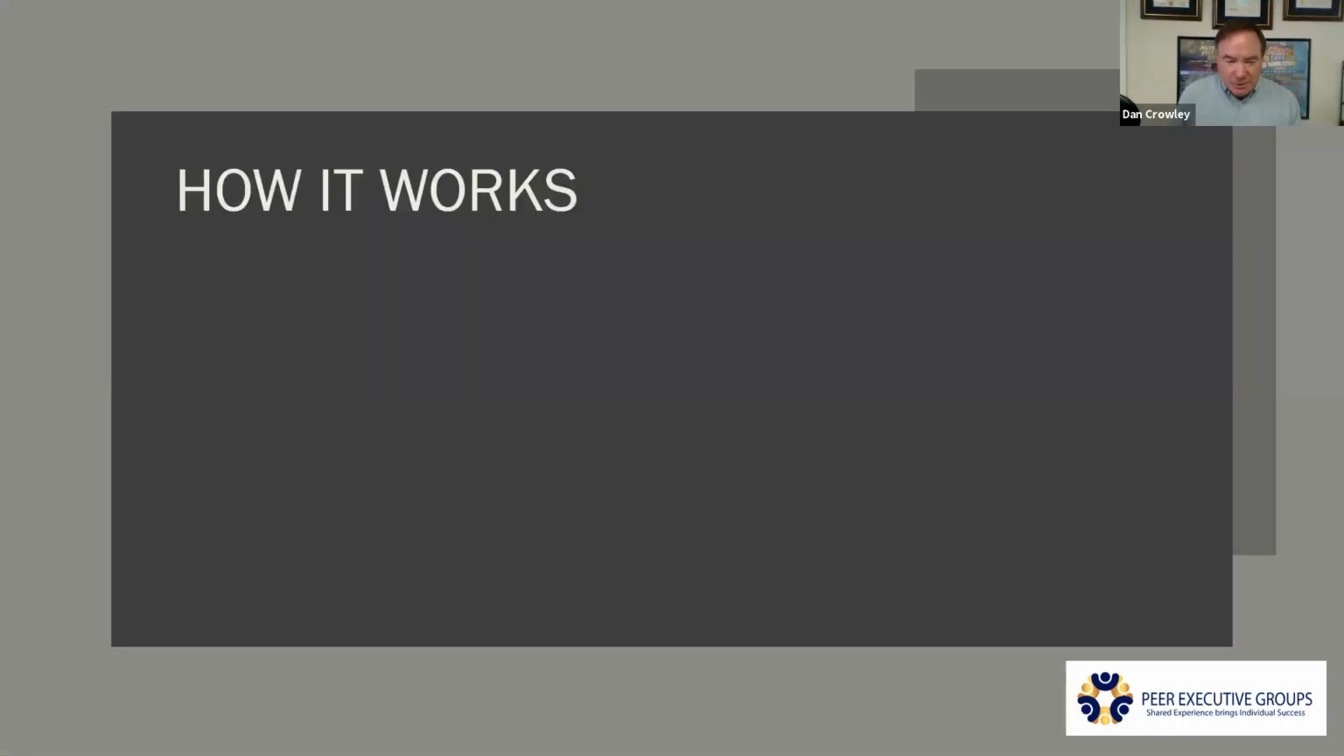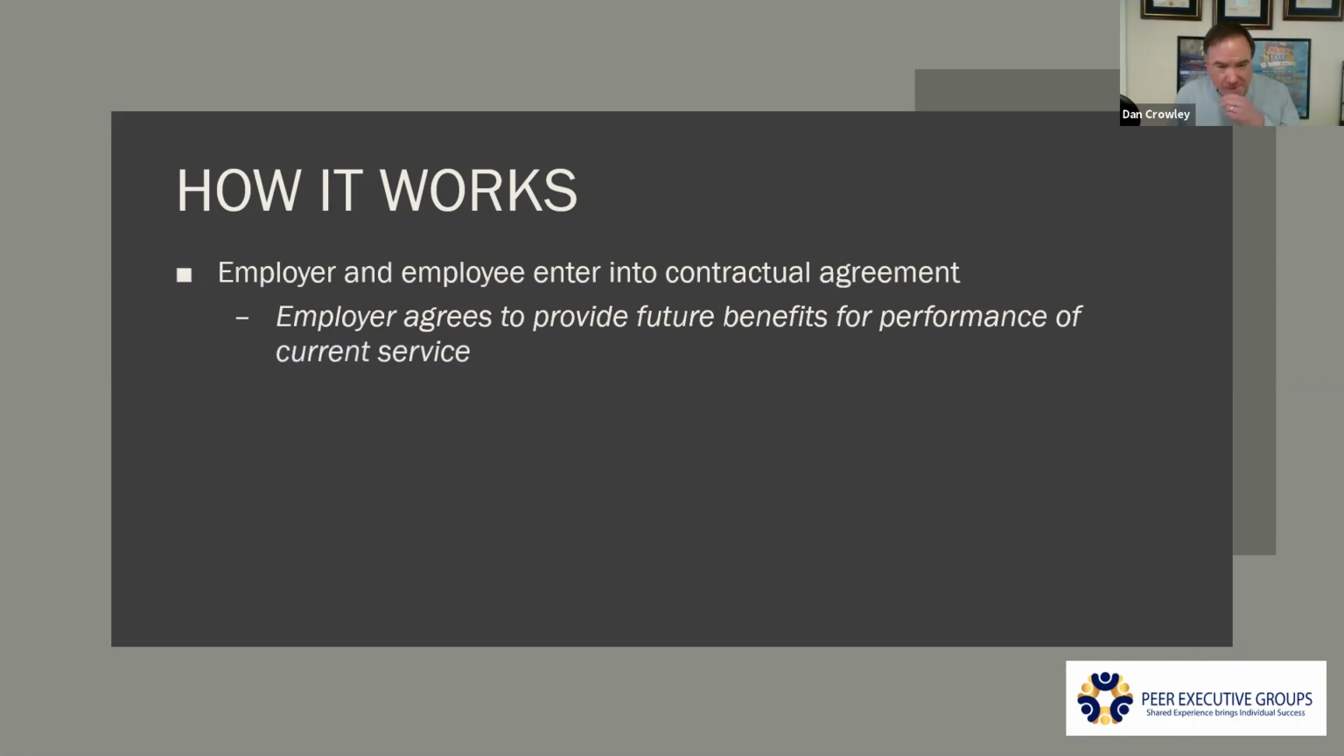So how does this work? First thing is employer and employee enter into a contractual agreement. This is after you've already sat down with whoever you're working with to design it. Essentially you're saying, if you stay with, like, a simple one would be stay to retirement, if you stay to retirement, this is what I'm willing to give you. And that's the design or the plan doc, how it would look.